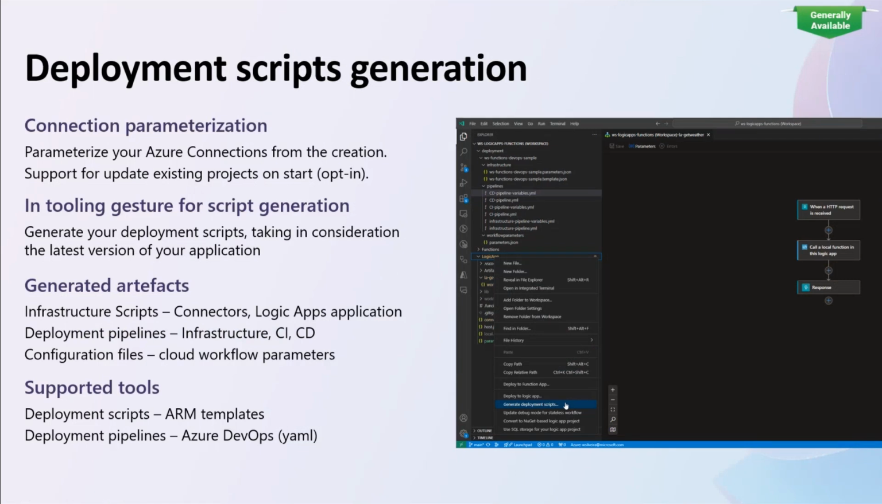Now that we create the code and we're happy with the unit tests, probably the next step is to generate a deployment script, parameterize it, and get it all ready to deploy. And for that, we did some work on the VS Code extension as well.